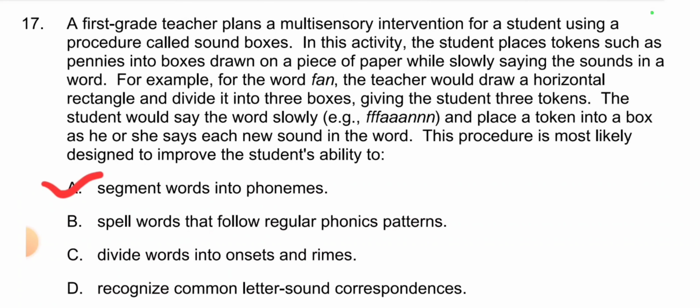Question number 17. A first grade teacher plans a multisensory intervention for a student using a procedure called sound boxes. In this activity, the student places tokens such as pennies into boxes drawn on a piece of paper while slowly saying the sounds in a word. For example, for the word fan, the teacher would draw a horizontal rectangle and divide it into three boxes, giving the student three tokens. The teacher would say the word slowly and place a token into a box as he or she says each new sound in the word. This procedure is most likely designed to improve the student's ability to segment words into phonemes.